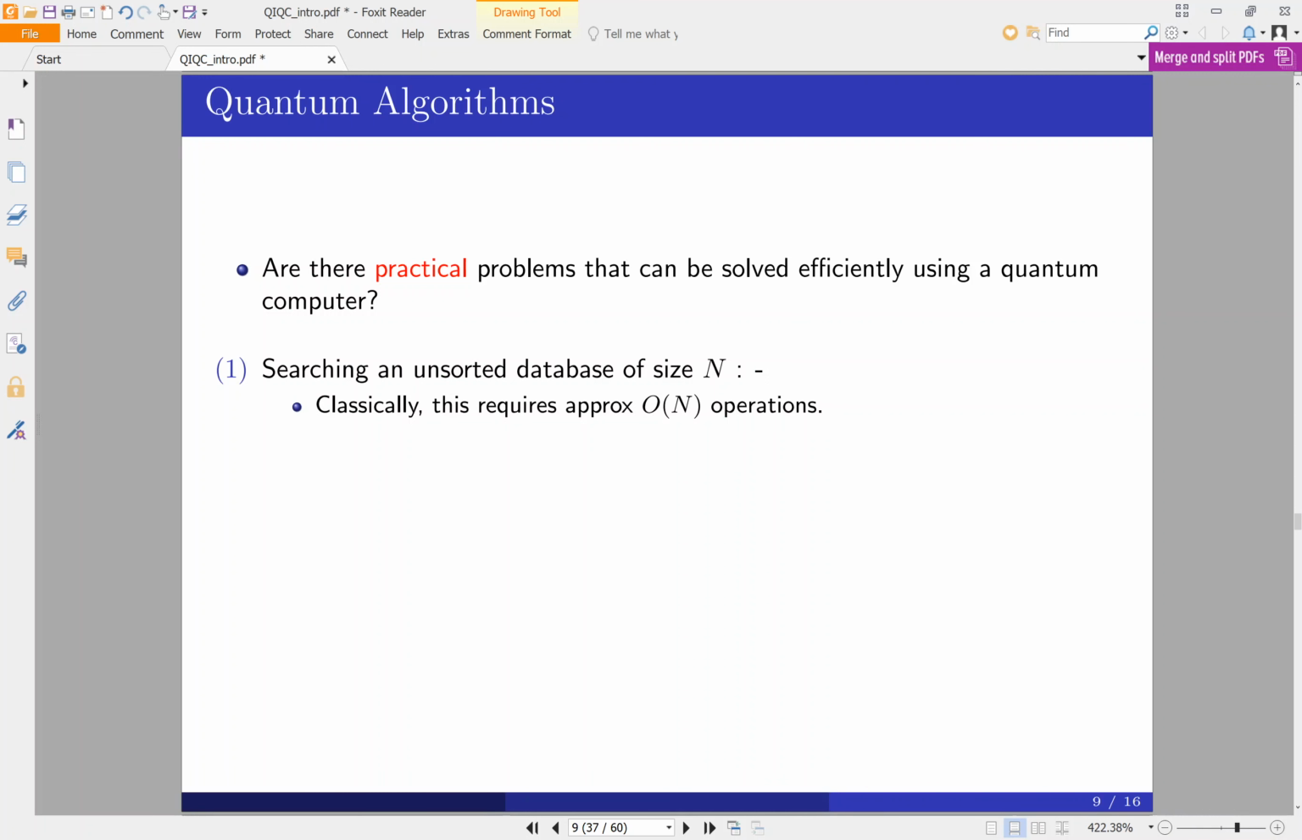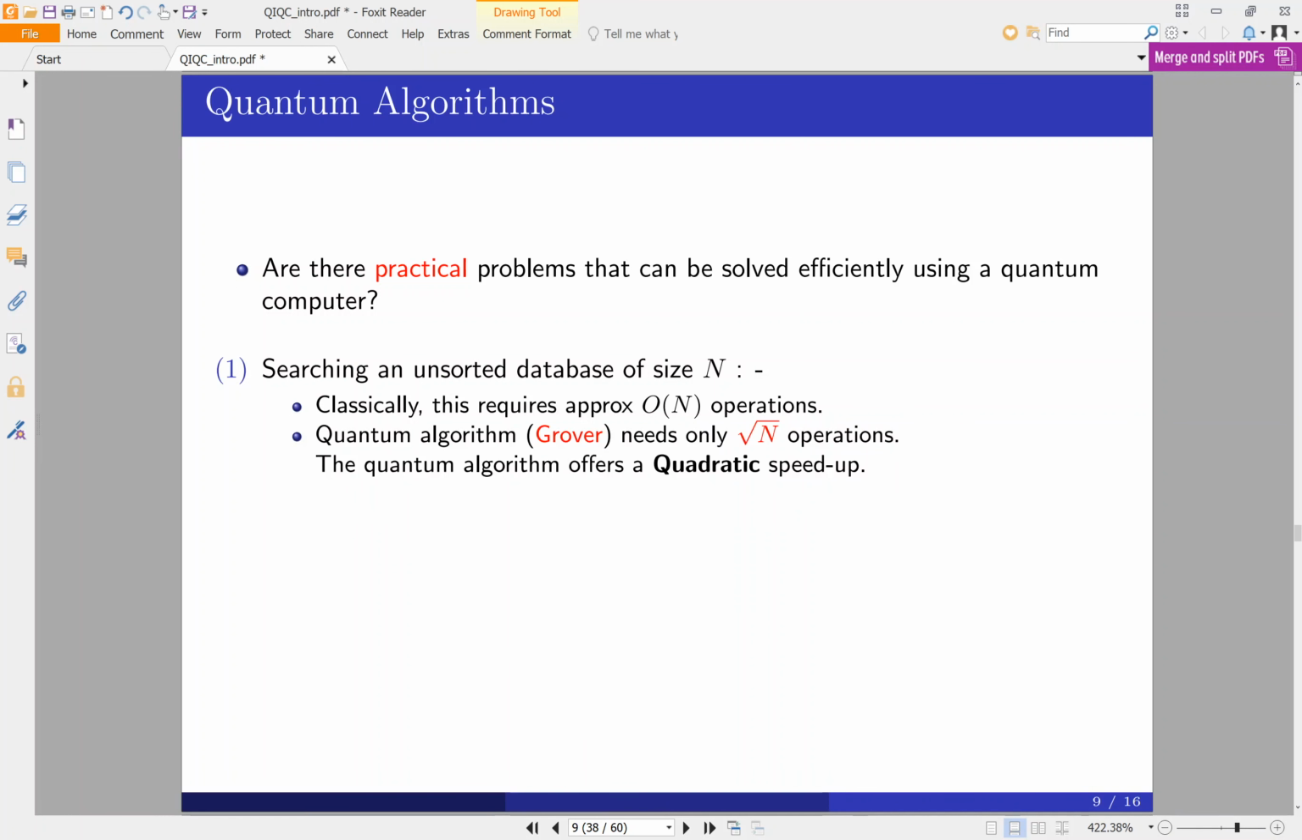Searching through an unsorted database of size n requires order n operations on a classical computer, but quantumly this can be done using just square root n operations. This is using what's called the Grover search algorithm, and so a quantum computer offers a quadratic speedup over a classical computer as far as searching through a database is concerned.